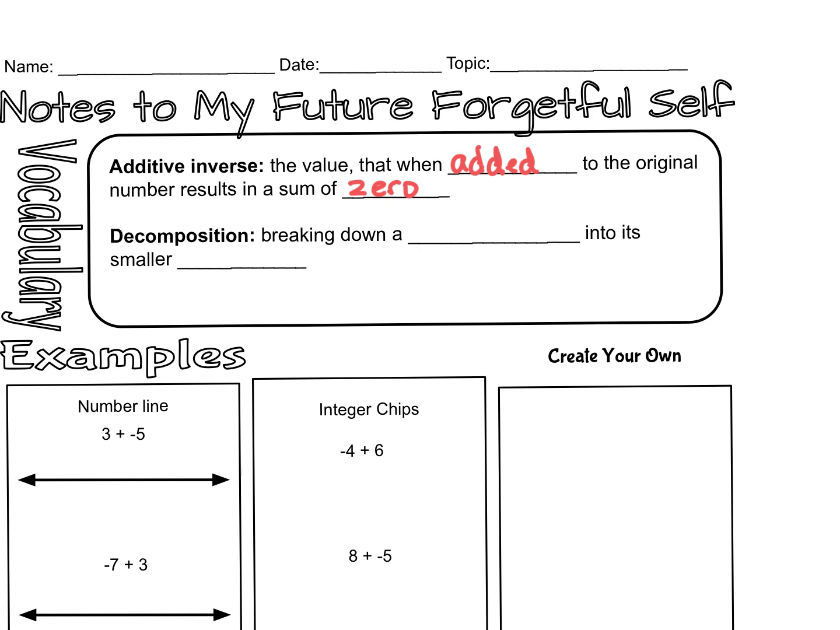Another thing I want us to start thinking about is the idea of decomposition, and this is when you're breaking down a number into its smaller parts. So for example, we can take the number 17 and we could decompose that into 10 plus 7. You could decompose it into 12 plus 5. It might be 9 plus 8, kind of depending on the problem that we're working with. And we're going to come back to that after we go through a couple of our other examples.